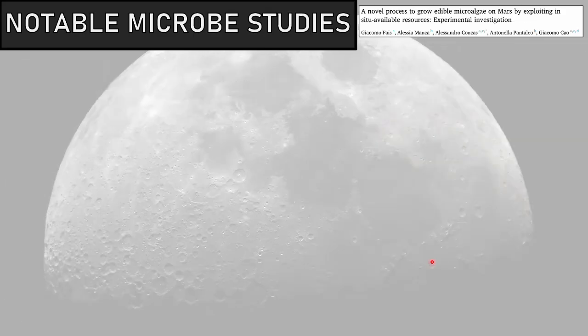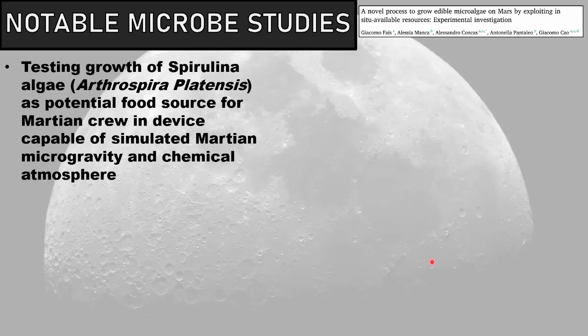So another microbe study, again showing a different aspect of using microbes in regolith. This is called a novel process to grow edible microalgae on Mars by exploiting in situ available resources, experimental investigation. They actually grew spirulina algae as a potential food source for a potential Martian crew. So the idea is, you might be using microbes to help support plant growth, but you might just cut out the plant end state altogether and just focus on microbes like they've done here.